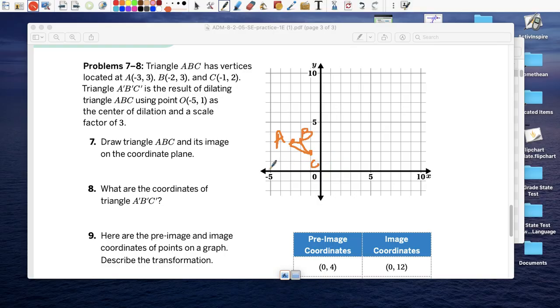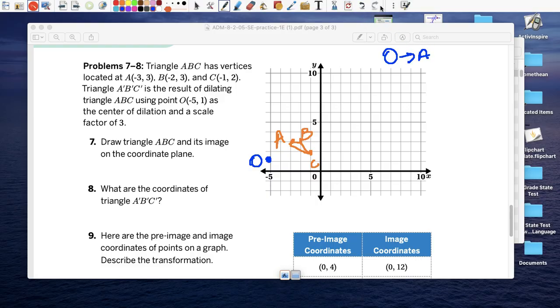So negative 5 is here. Here's my center. So let me change. So here's my center of dilation. This one we're going to have to count. So we'll put C for D for dilation. C, because I already have a C. I'm just going to put point O. Okay, so let's start from point O to A. How do I get there?